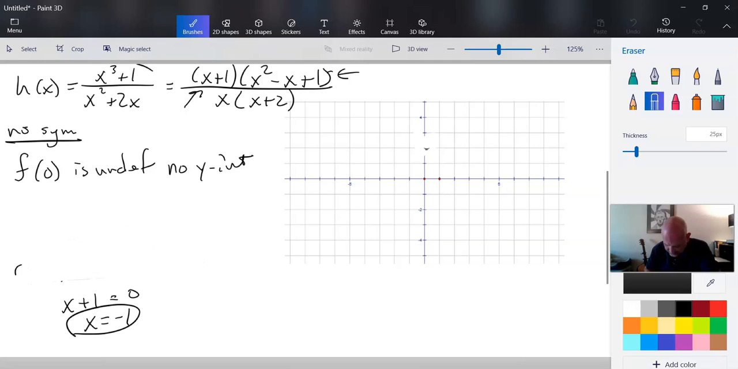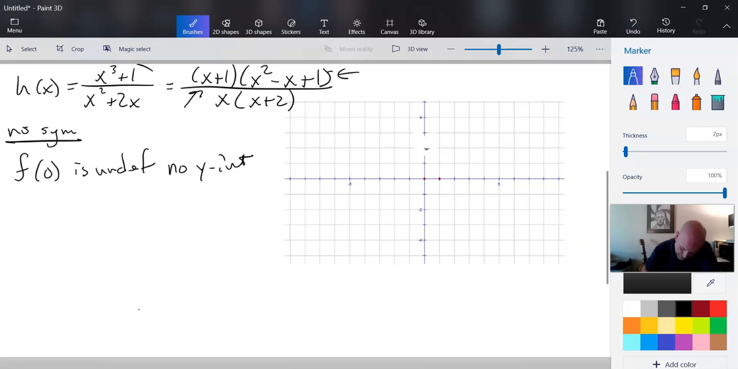That's the first thing we can actually graph. So I'm going to write that down now. So x-intercept is at negative 1, 0. Okay, so we can plot that. So that's a point I can get. Okay, so we have that. Now, asymptotes.